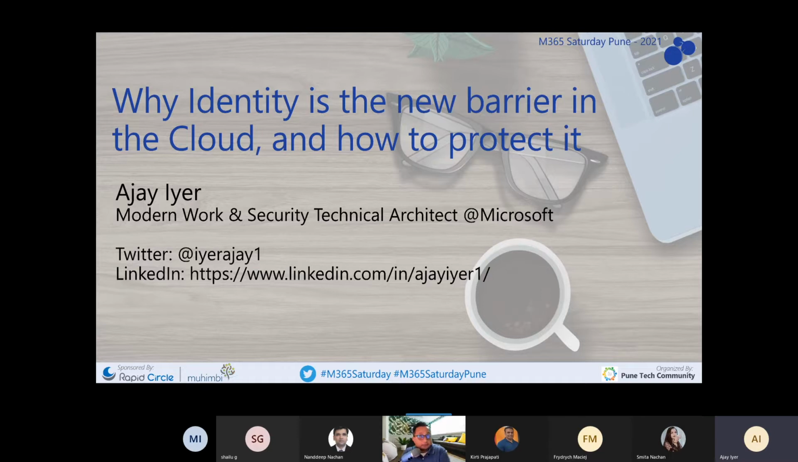what are they? How can I apply them? How can I use them? And what more can I do in the cloud to improve my security posture? Right? That's essentially the focus of our session today, right?